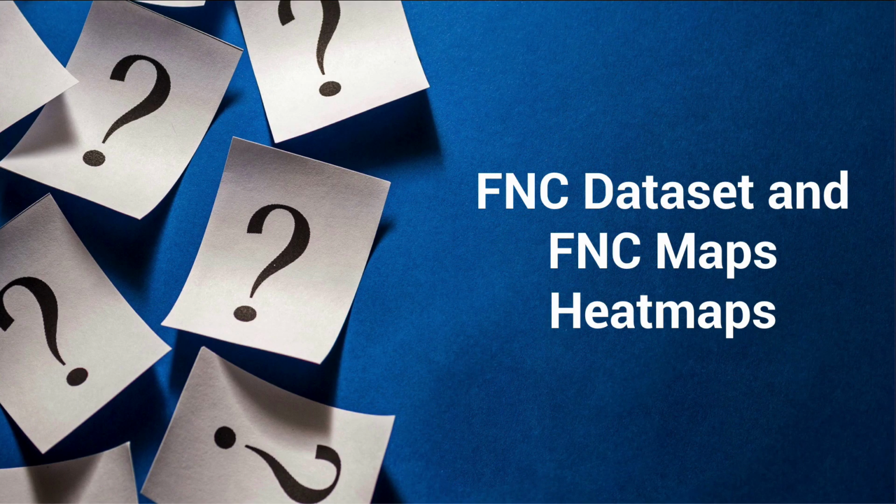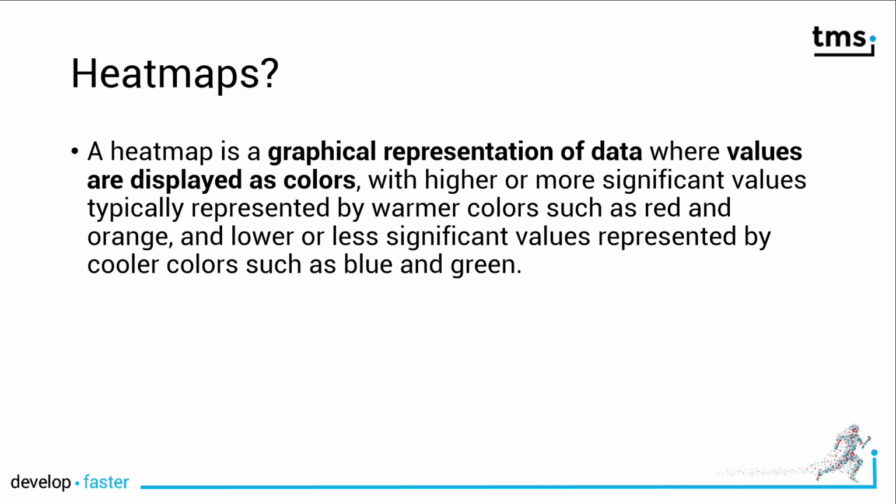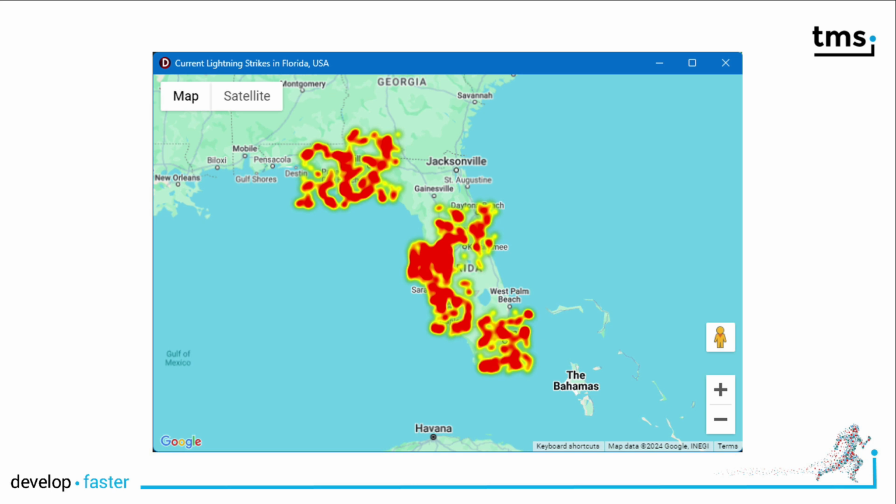In this video, I want to introduce the new FNC dataset and FNC Maps heat maps to How It Works with Holger. We haven't looked at those yet. Just to get it out there, a heat map is a graphical representation of data where values are displayed as colors. In addition to maps, of course, these colors depend on how many points you have in a certain area. The more you have in a certain area, the redder it gets, for example, and the less, the greener it gets.